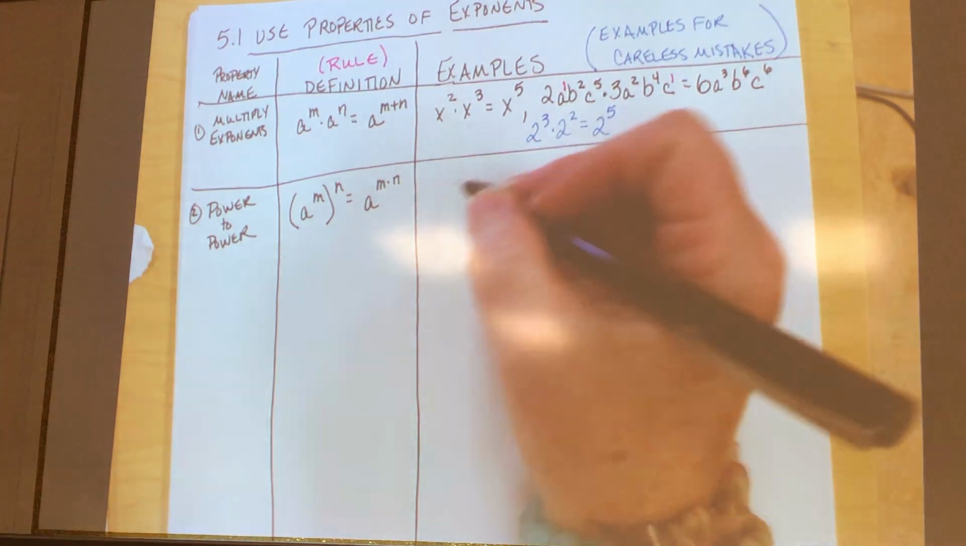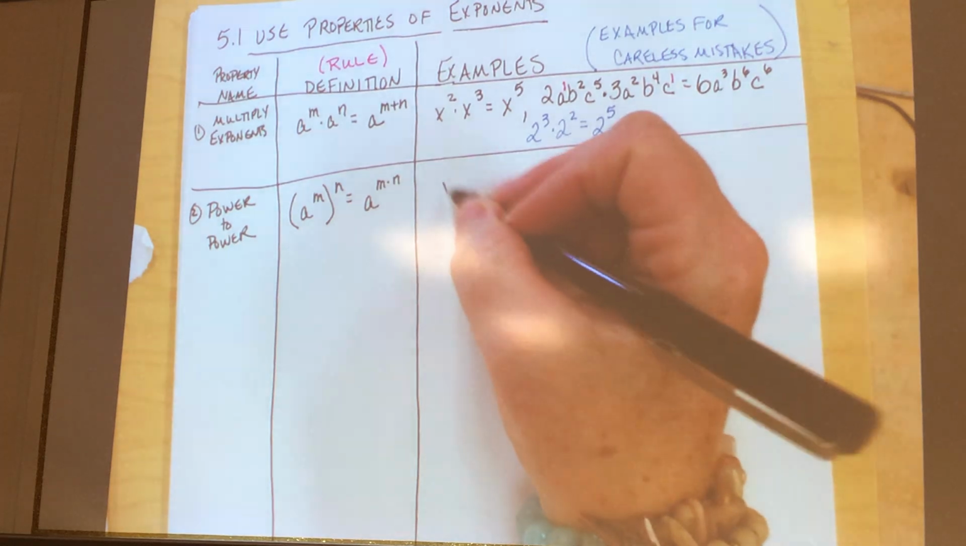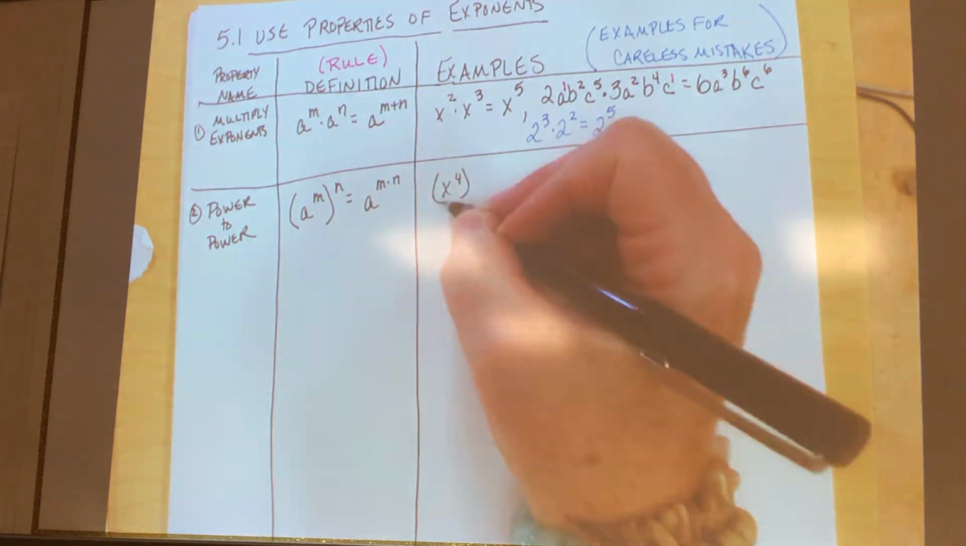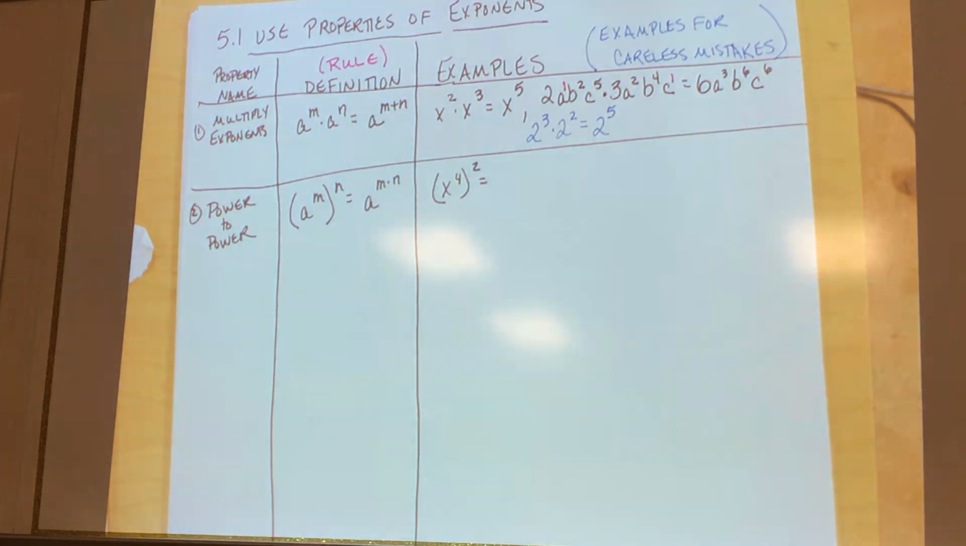Okay, so let's try some. I'm just going to do 2. X to the fourth raised to the second. What is it? X to the 8th.